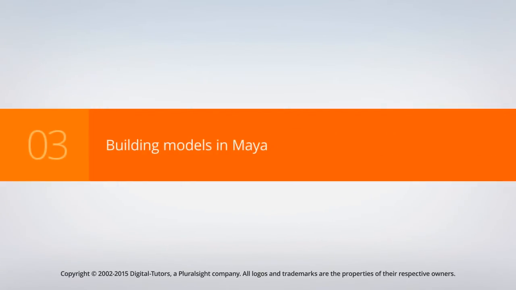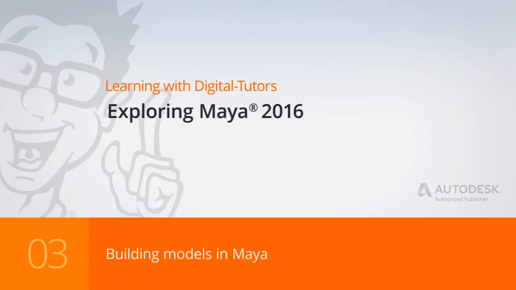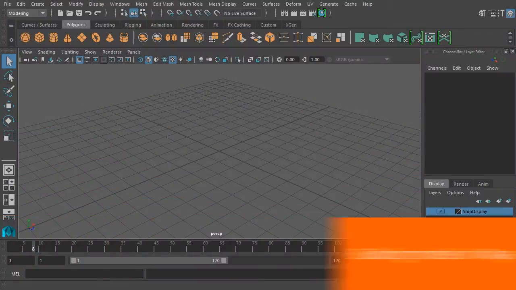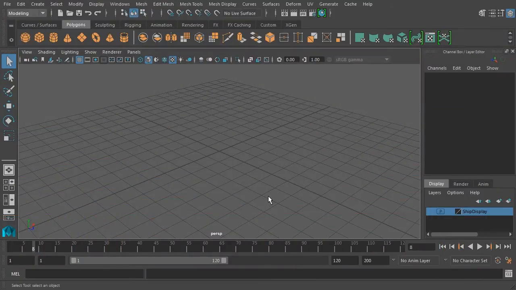One of our first steps in any 3D project is to create models to work with, characters, environments, and props. Let's take a look at how to get started building a model in Maya. One of the quickest ways to begin building a model is to use a basic shape. In Maya, these are called primitives.